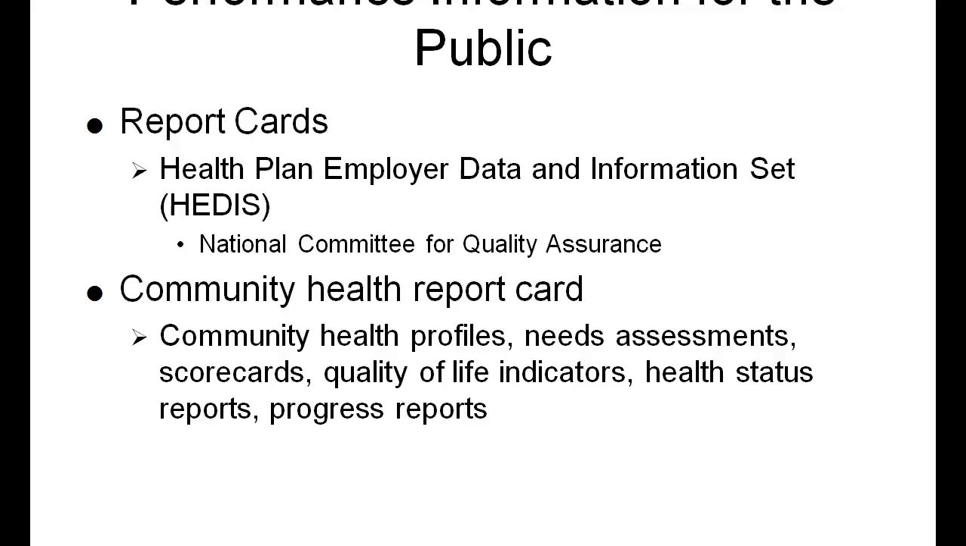And communities also have health report cards. So there's health profiles, needs assessments, scorecards, quality of life indicators, health status, and progress reports. Obviously, the more urban or rural you get, the lower the community health report card is. I mean, just in general, access to food plays a big role. So if there's not a lot of grocery stores in a certain community area, you're already going to be low on that. That's what we call food deserts. So these are just examples of the different report cards that we use in public health.